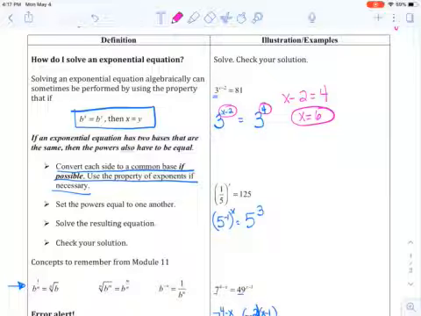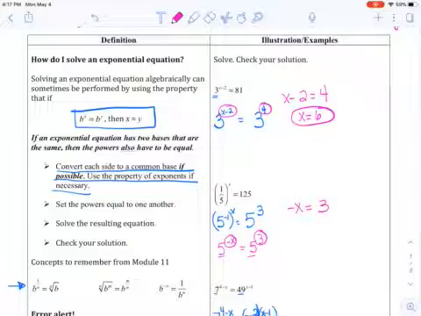Okay, on this second one, remember we said this was 5 to the negative 1. Now, the shortcut, if you're doing a power to a power, again, is to multiply them. So this is really 5 to the negative x, or negative 1x, equals 5 cubed. So again, bases are the same, which means the exponents, negative x and 3, must be equal.